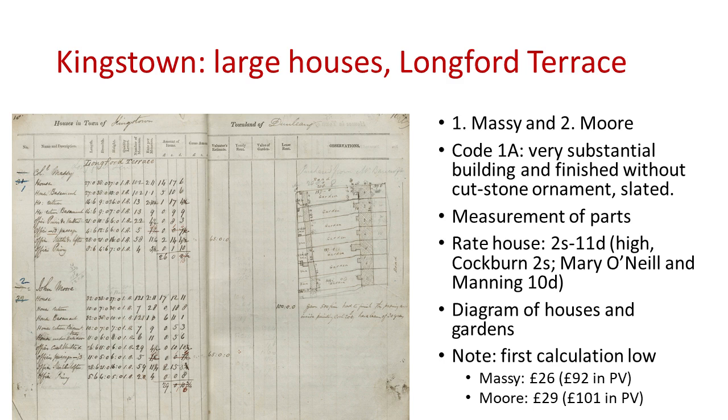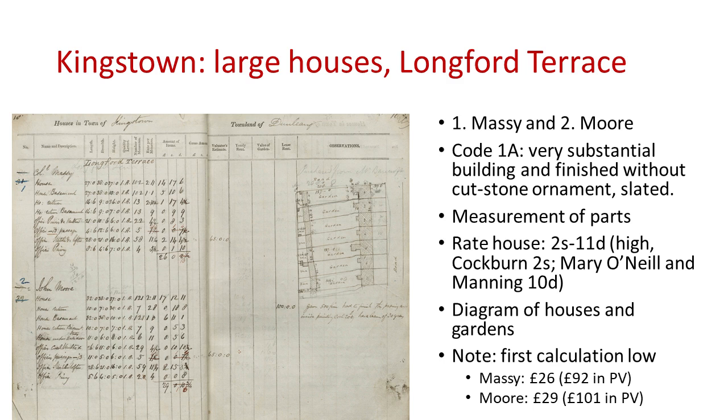General Coburn's rate per measure was 2 shillings. And Mary O'Neill and Manning, whom we looked at in Rathmichael, their rate was 10 pence a measure. So 2 and 11 pence was quite high. But they also, exceptionally, in this book for Kingstown, put in these little diagrams of the houses and the garden and, I presume, the carriage house, the mews house at the back.